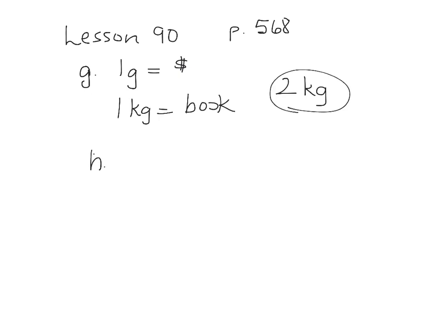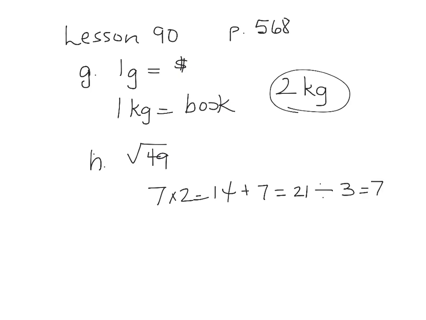Let's go to H. Square root of 49 is 7, times 2 equals 14, plus 7 equals 21, divided by 3 equals 7, and 7 times 7 equals 49. So that's our answer for our calculations. And let's check our problem solving.